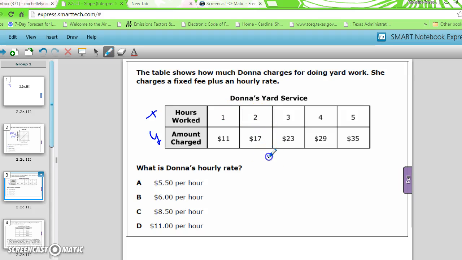Okay, so I'm going to do 17 minus 11, but if you're putting it in your calculator, you're going to get the same thing. Since I decided to do 17 minus 11, then I have to do 2 minus 1. You could have done 11 minus 17 over 1 minus 2. So 17 minus 11 will be 6, over 2 minus 1 is 1. So $6 per hour is her hourly rate.